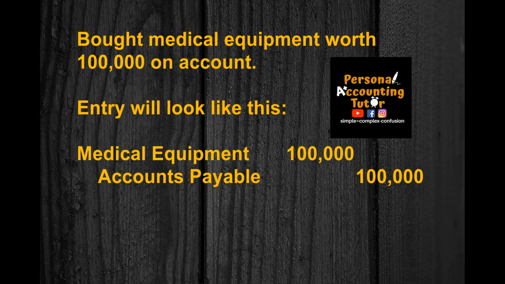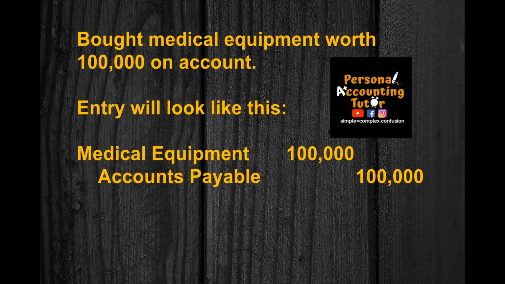Another example, bought medical equipment worth 100,000 on account. Entry will look like this. Debit medical equipment 100,000, credit accounts payable 100,000.